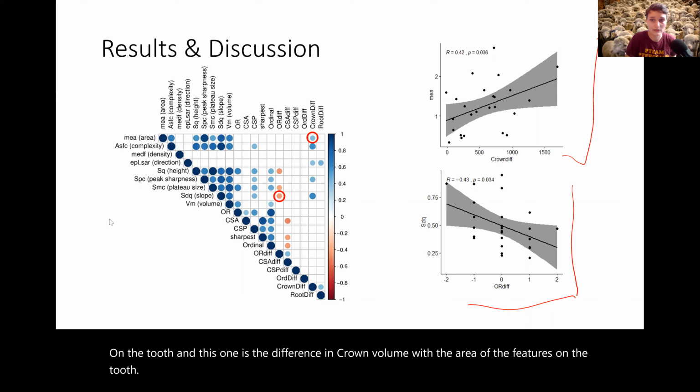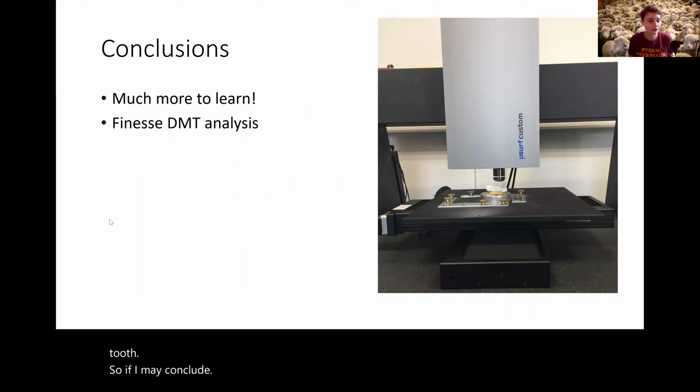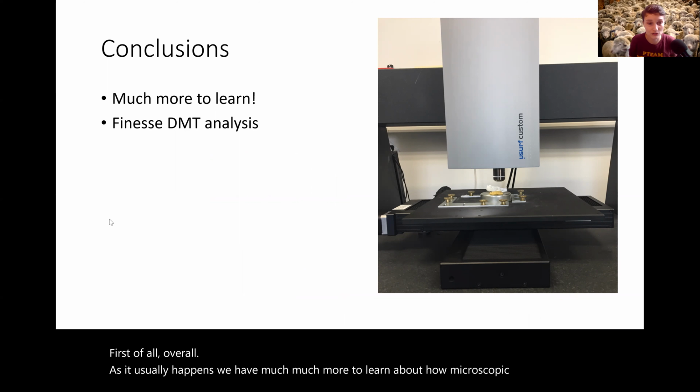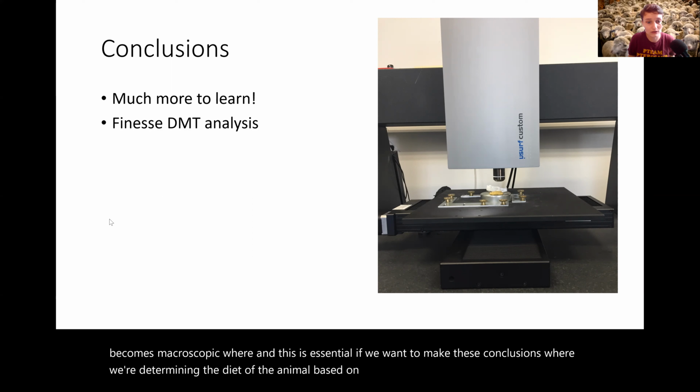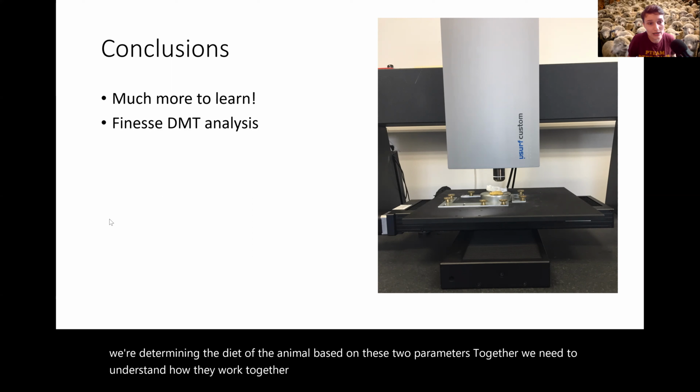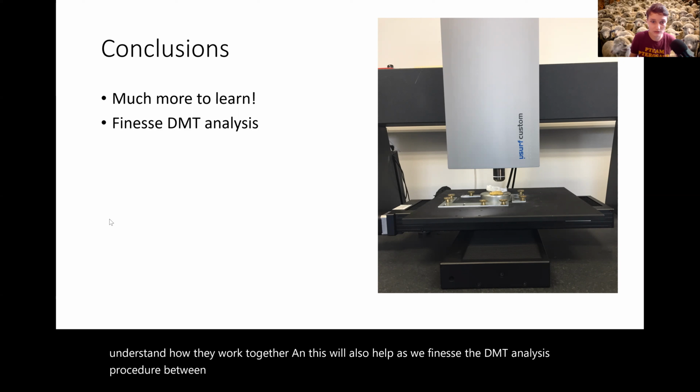So if I may conclude, first of all, overall, as it usually happens, we have much, much more to learn about how microscopic wear becomes macroscopic wear. And this is essential if we want to make conclusions where we're determining the diet of the animal based on these two parameters together. We need to understand how they work together. This will also help as we finesse the DMTA analysis procedure between labs, between machines. As you see here, I put the one that we used. Overall, more work on this will help everyone get on the same page.